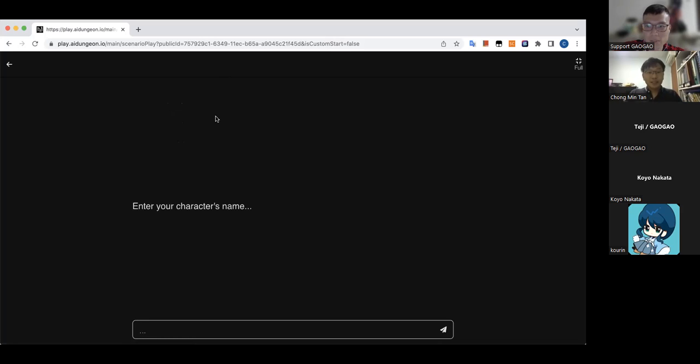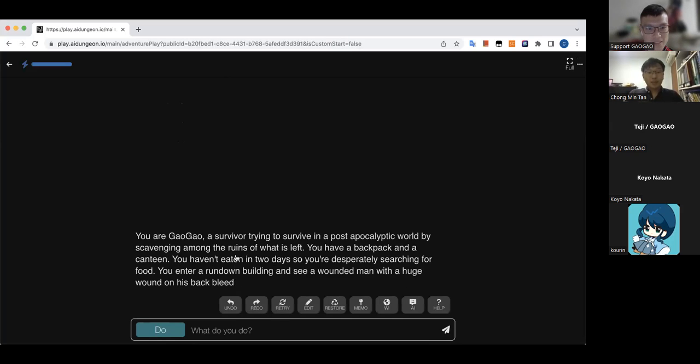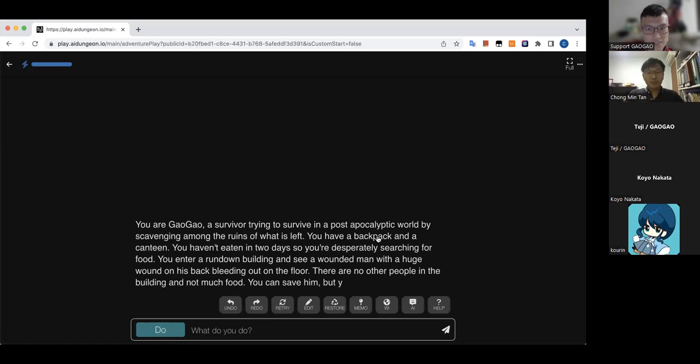Enter your character's name. Maybe you can call it Gao Gao. This is an interactive text-based game where you are Gao Gao, a survivor trying to survive in a post-apocalyptic world. You have a backpack and a canteen. You haven't eaten in 2 days, searching for food, you enter a rundown building, and see a wounded man with a huge wound on his back, bleeding out on the floor. No other people in the building, not much food. What will you do?